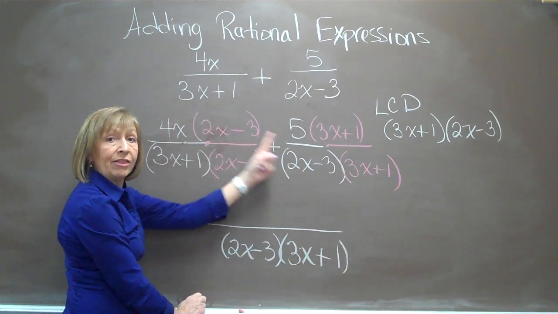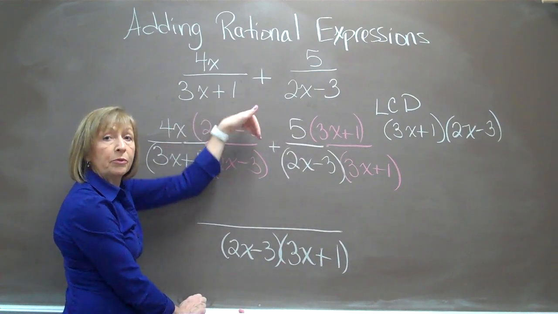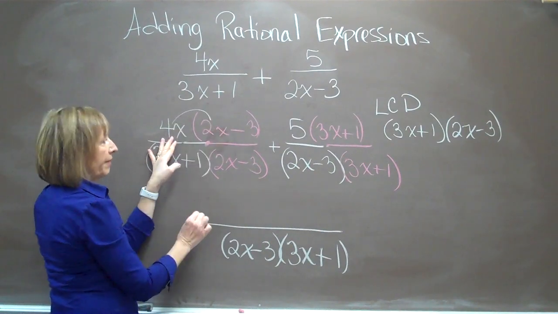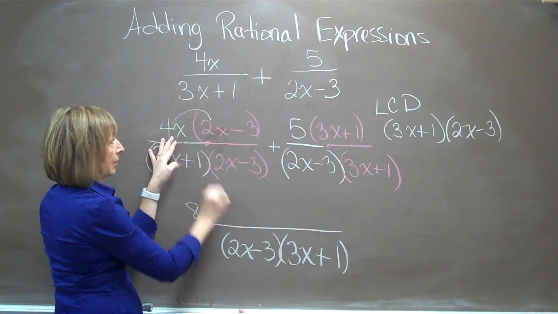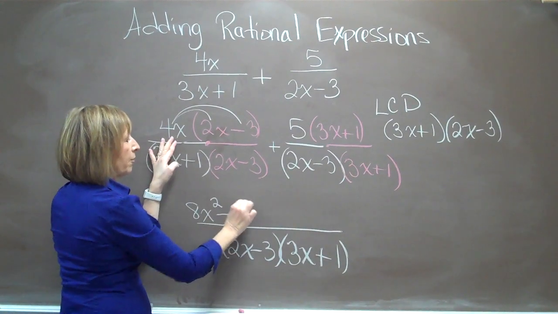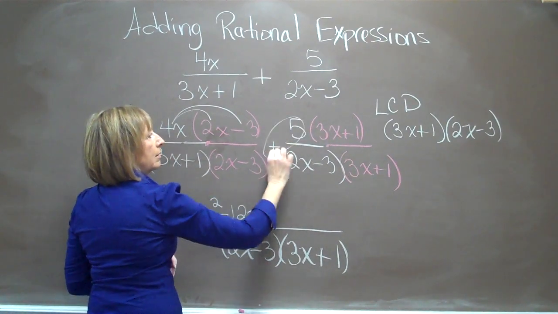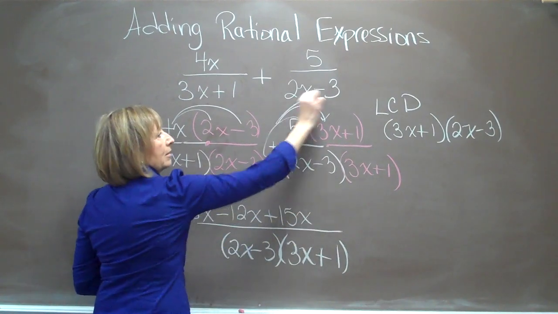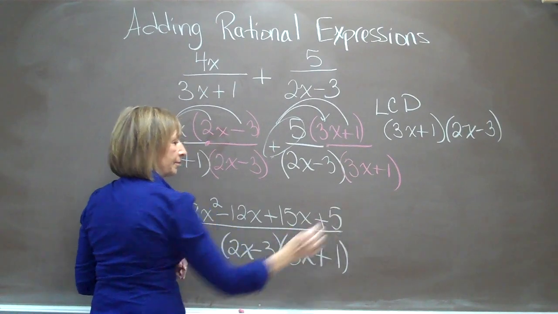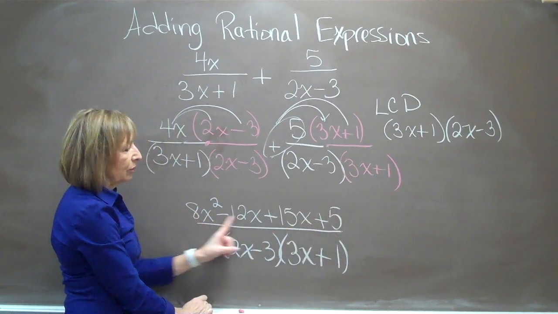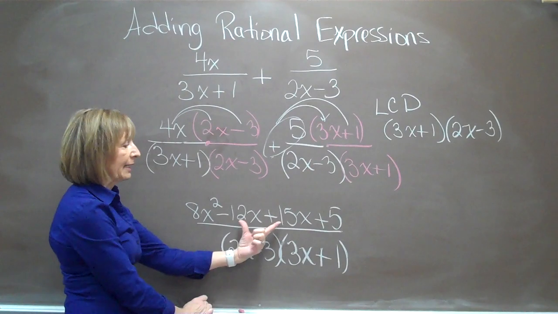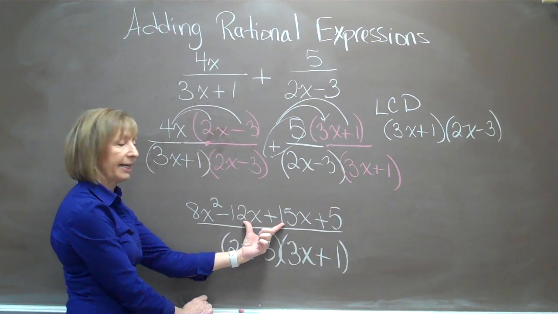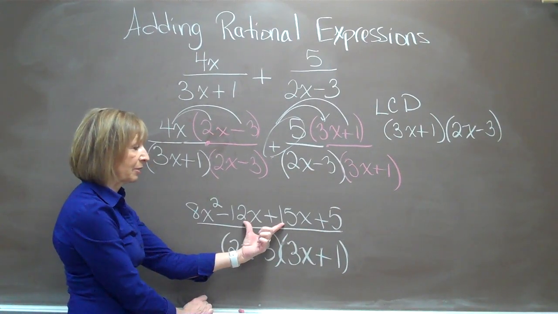And to actually add the numerators together, we need to remove the parentheses and combine any like terms that they share. So I'll have 8x squared minus 12x plus 15x and then plus 5. And looking in the numerator and combining the like terms, I have like terms of negative 12x and plus 15x, so that gives me a positive 3x in the middle.